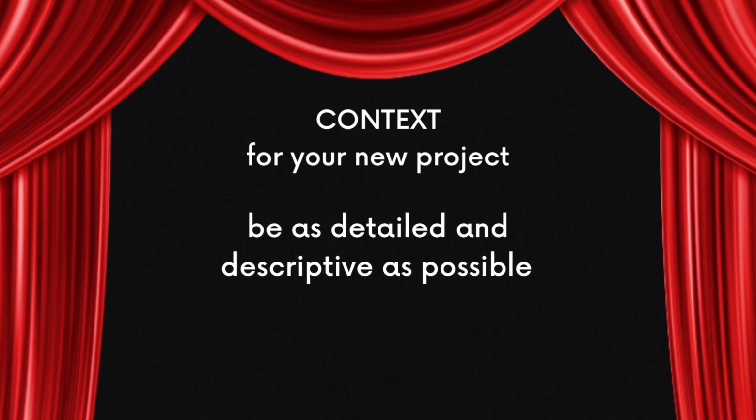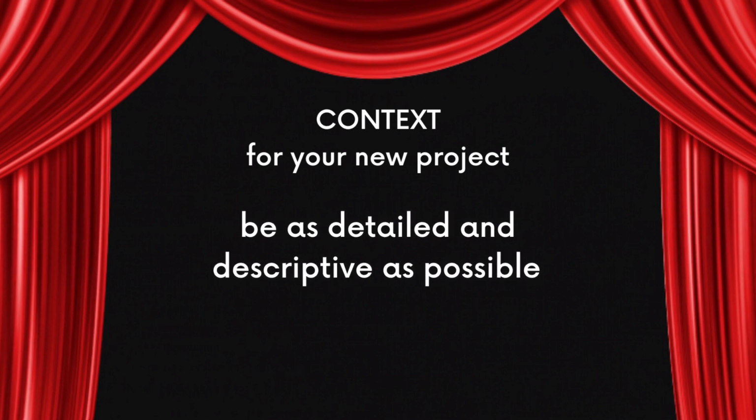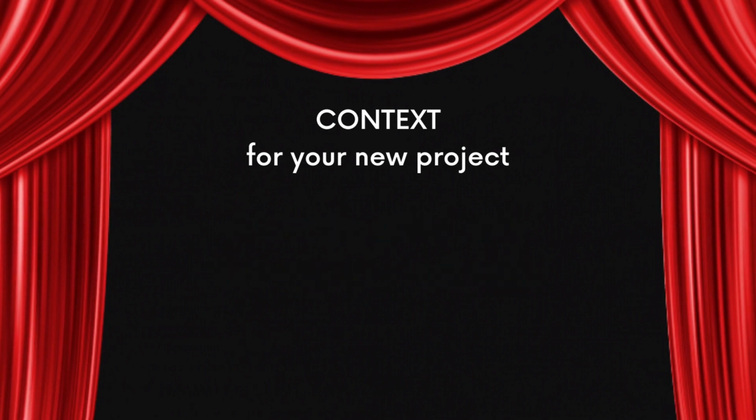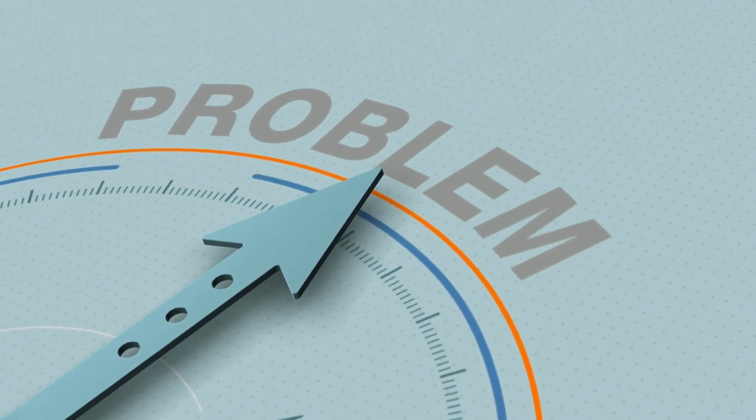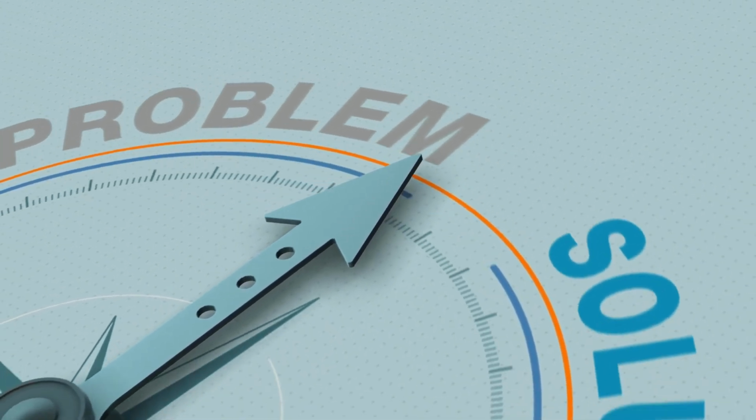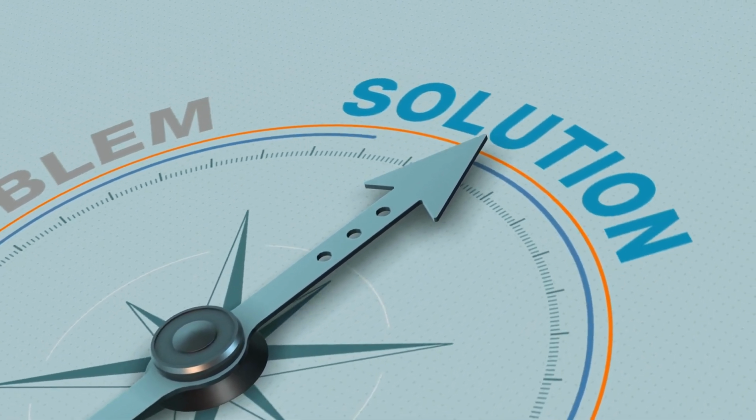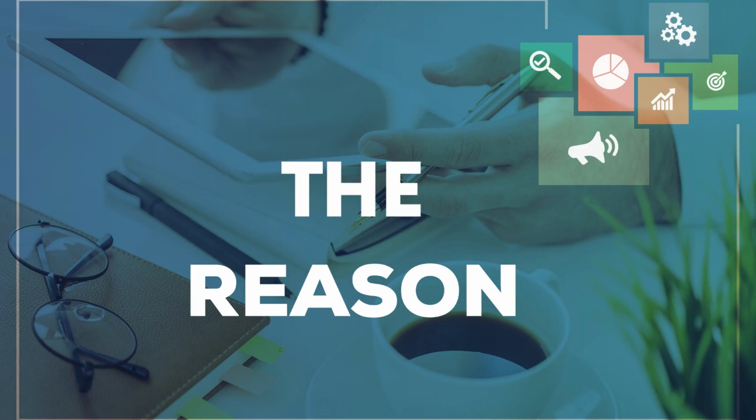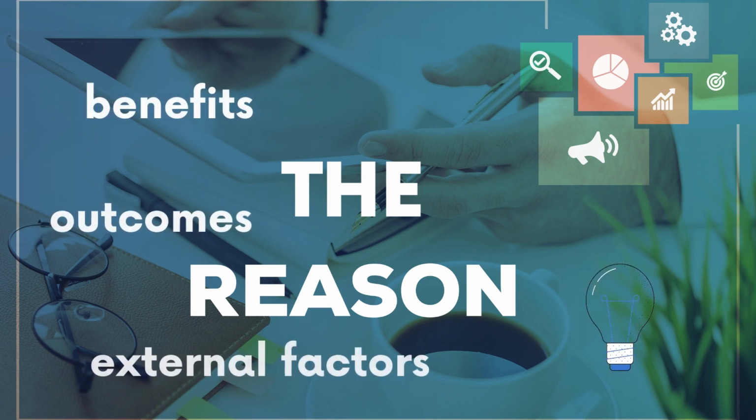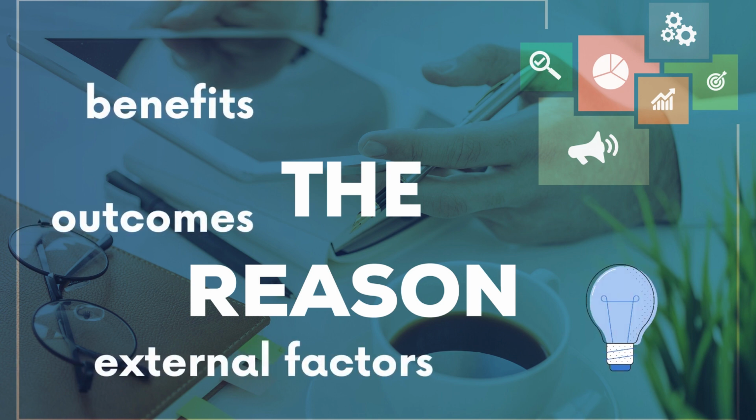It is important to be as detailed and descriptive as possible when explaining the idea behind the project. This should include a clear and concise explanation of the problem or opportunity that the project is addressing, as well as a description of the proposed solution or approach. In addition to describing the idea behind the project, it is also important to explain the reason for it. This can include the benefits or outcomes that are expected from the project, as well as any external factors that are driving the need for the project.